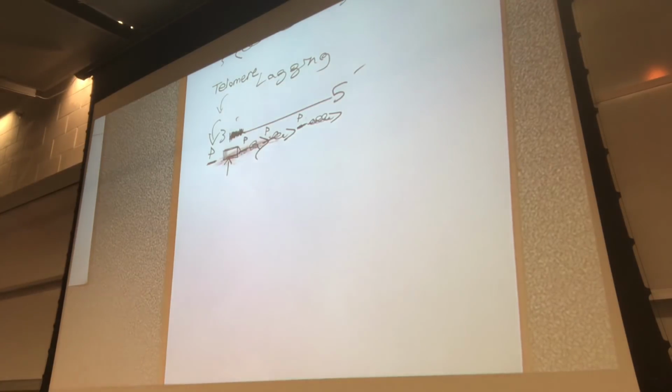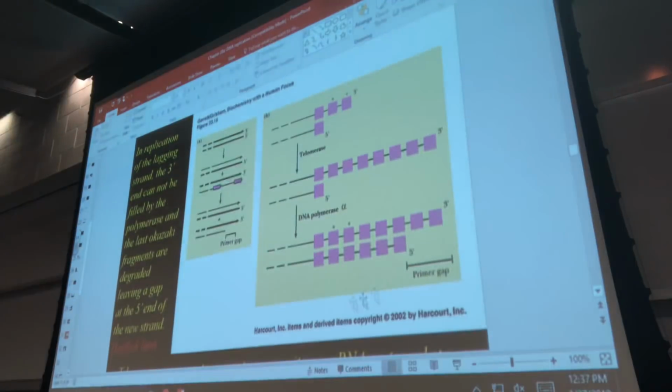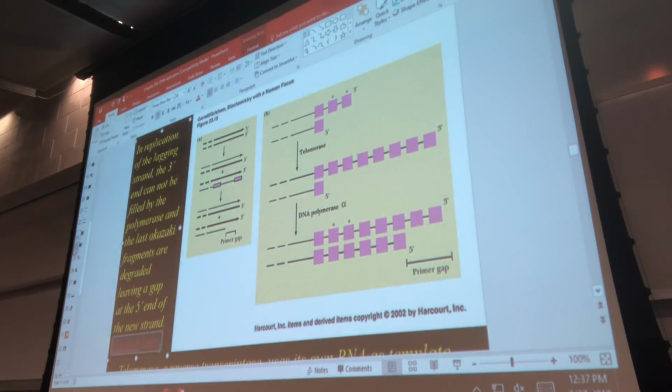Okay? That number of replications it takes to result in something wrong happening, such as a halt of replication, is called the Hayflick limit. That is the number of times a particular cell can replicate before its telomeres are shortened so much that it lost the ability to replicate again, or a bunch of mutations start happening. Okay, that is the Hayflick limit. And again, this only happens in eukaryotes.